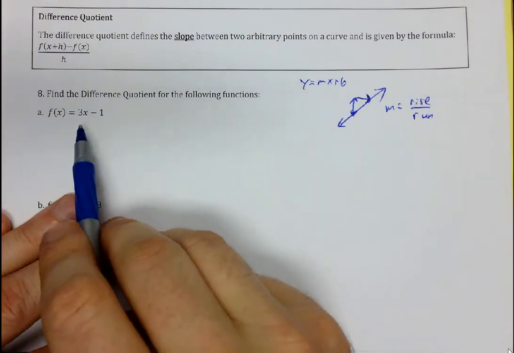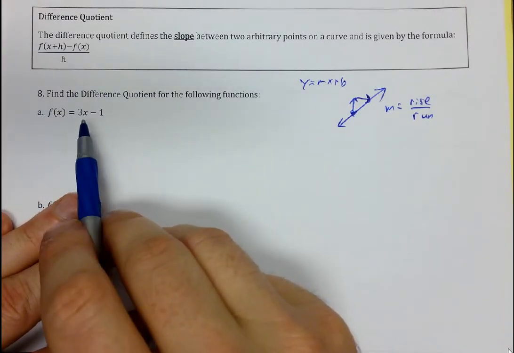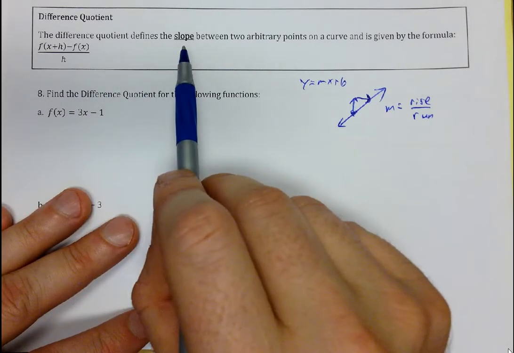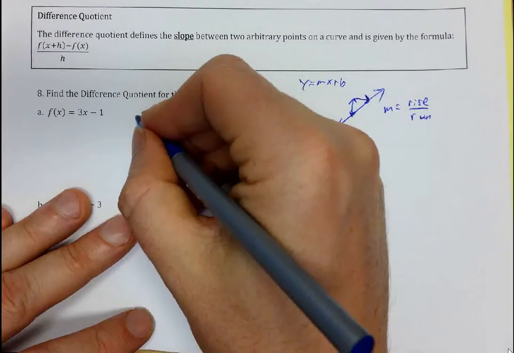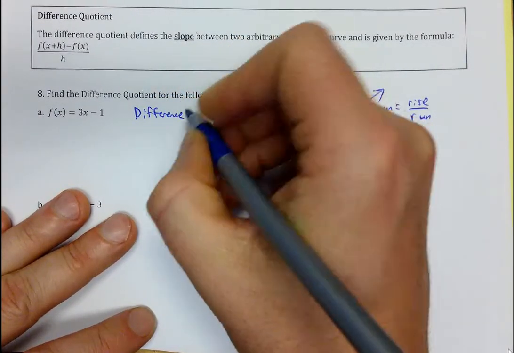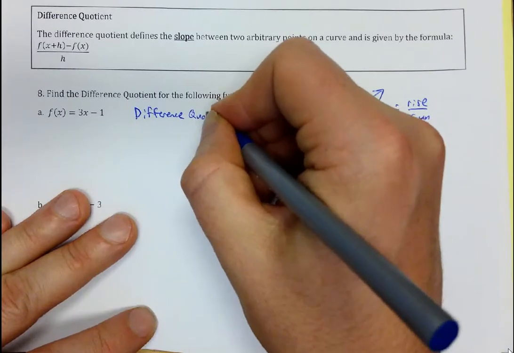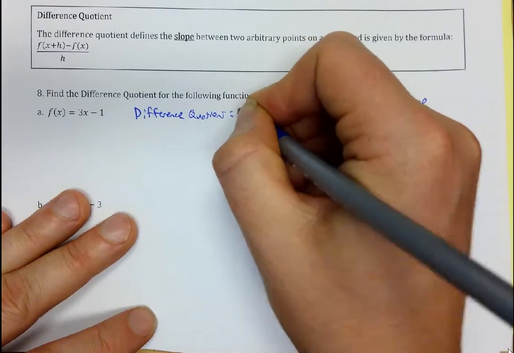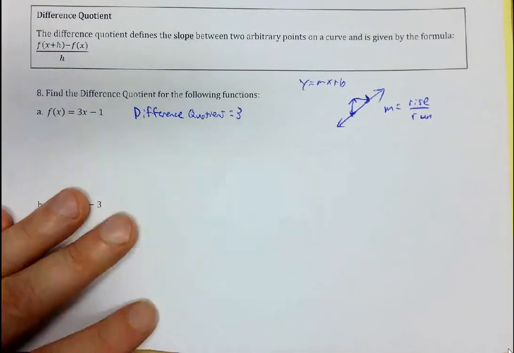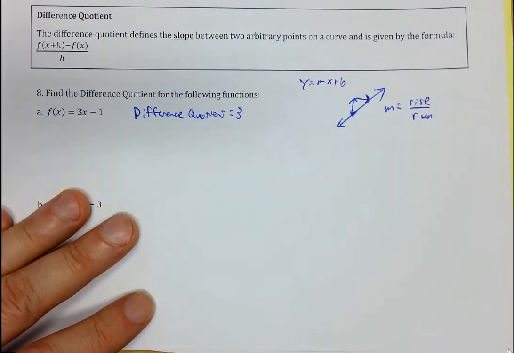So, this first case, finding the difference quotient for the following function, 3x minus 1. Since the difference quotient is just the slope, the difference quotient in this case is 3. Now, we're going to work this out using our definition of difference quotient in just a minute.